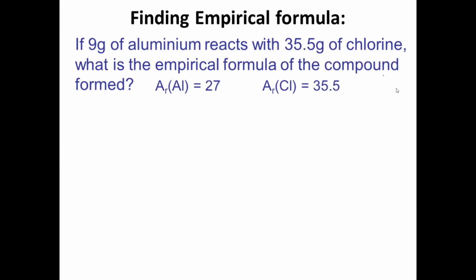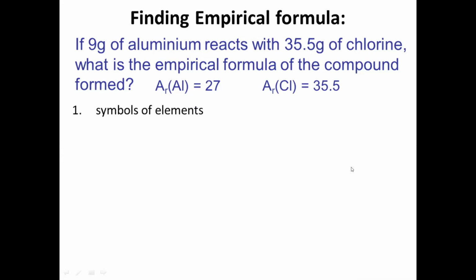So we've got: if 9 grams of aluminium reacts with 35.5 grams of chlorine, what is the empirical formula of the compound formed? Okay, so how are we going to go about it? I'm going to take you through the method, and then I'm going to do the calculation for you. Okay, so let's have a look.